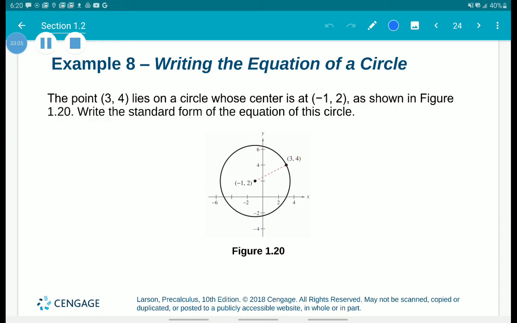So let's look at an example of circles. The point (3, 4) lies on the circle whose center is at (-1, 2), and we have a picture that shows that. We want to write the standard form of the equation of the circle. So we know the center, (h, k), is at (-1, 2). We need to find the radius.